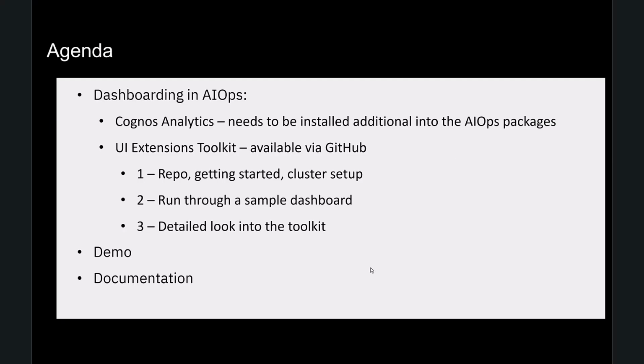And we do have possibilities. Dashboarding can be done in two ways within the Cloud Pak for AIOps. You can either download and install the Cognos Analytics package, which is separately available as you have AIOps entitlement. You also have entitlement for doing Cognos Analytics. Or you could do the User Interface Extensions Toolkit, which this video is all about.